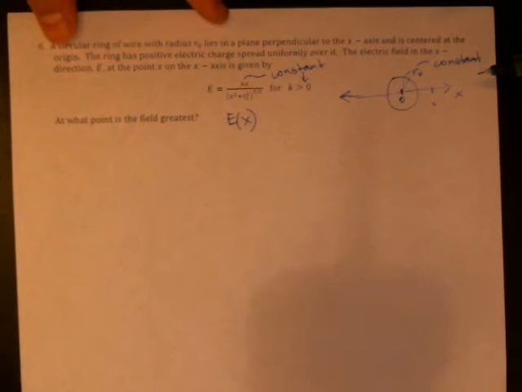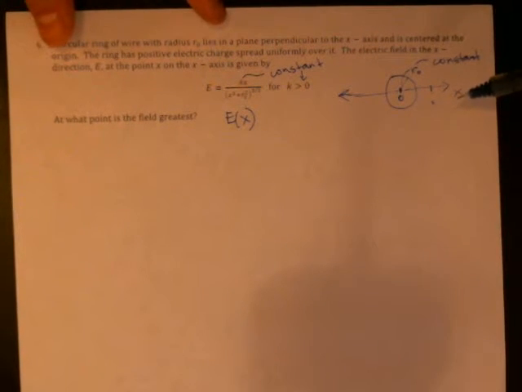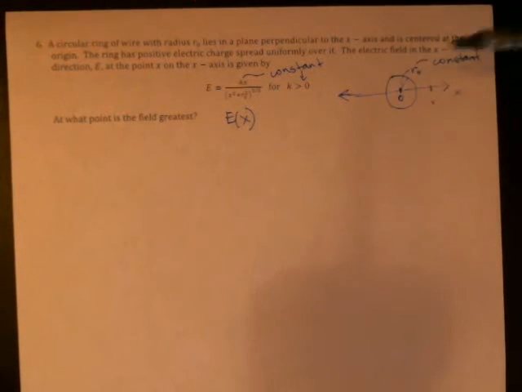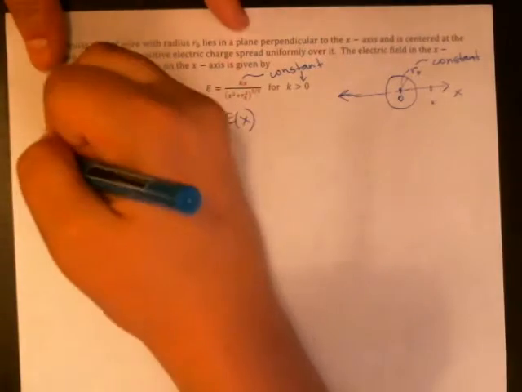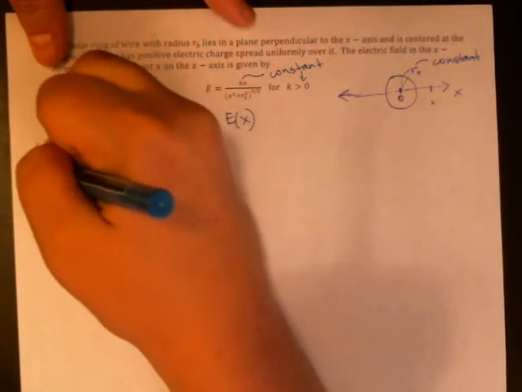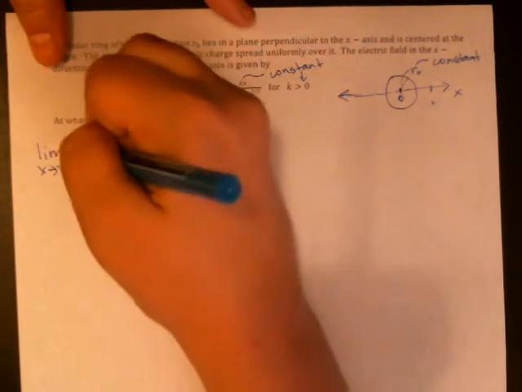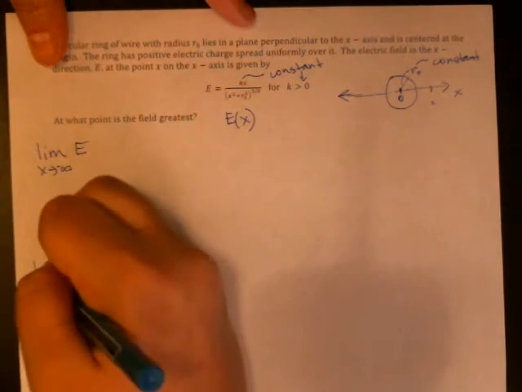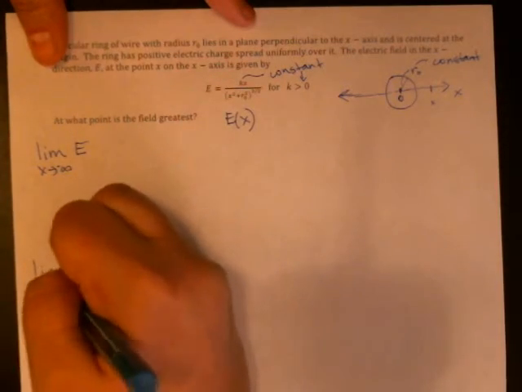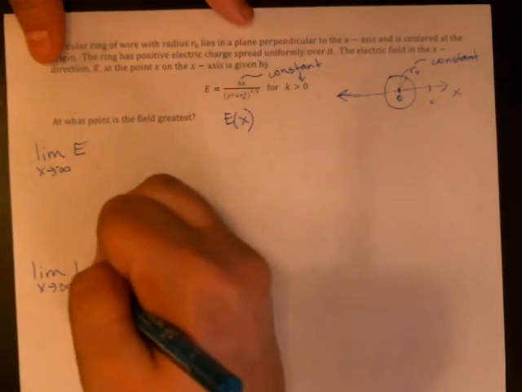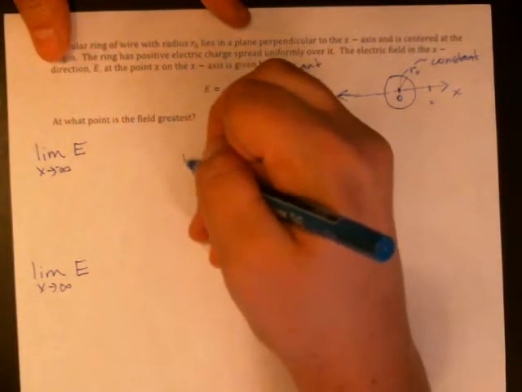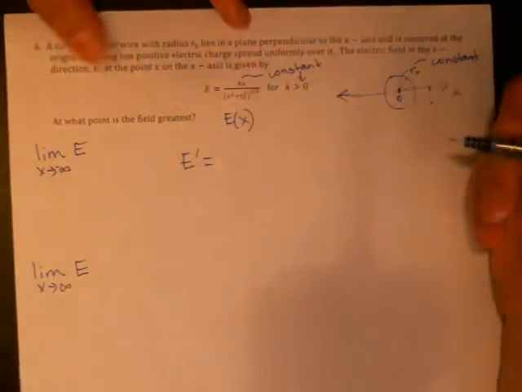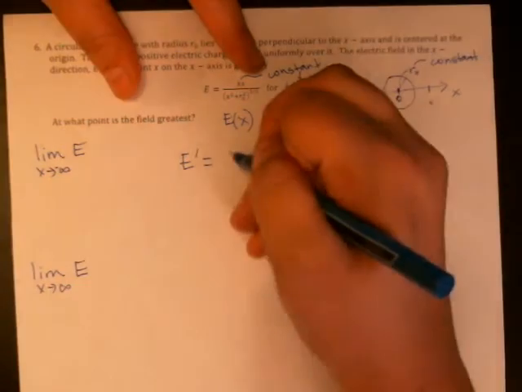Okay, so we want to figure out at what point the field is greatest. So we're looking for the x value that makes the field greatest. We're not given any cutoffs, so we're going to need to do negative infinity to infinity. And then we'll need to check any critical values. We don't have endpoints, but we can check for critical values. So we're going to do a derivative. And this is a quotient, so it's going to be a quotient rule.